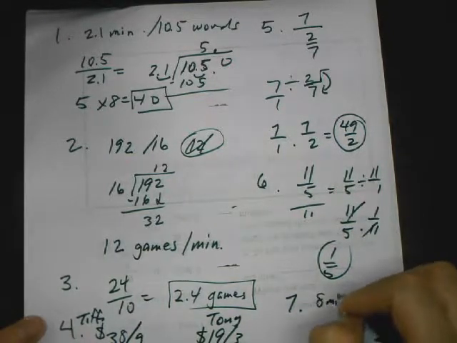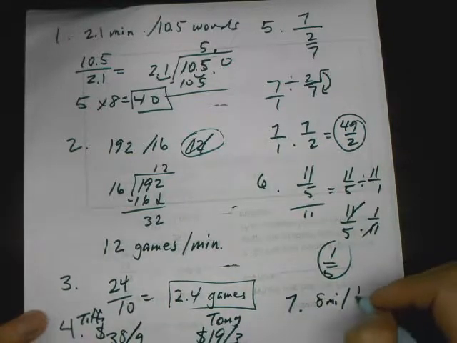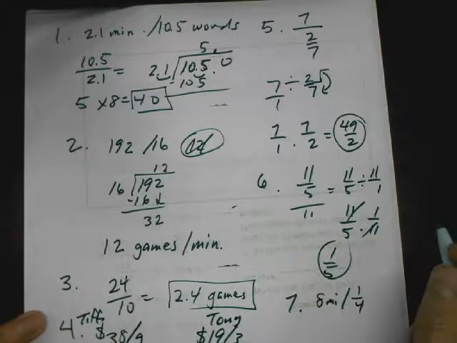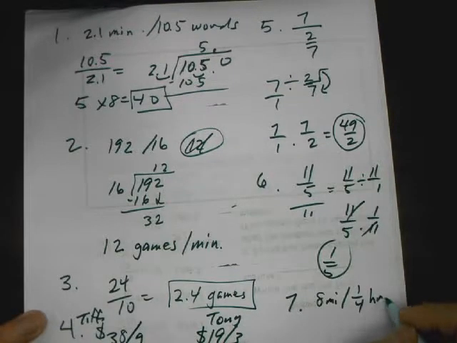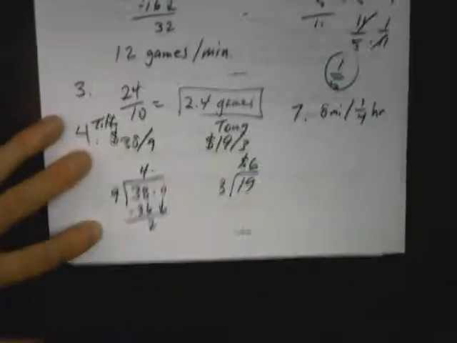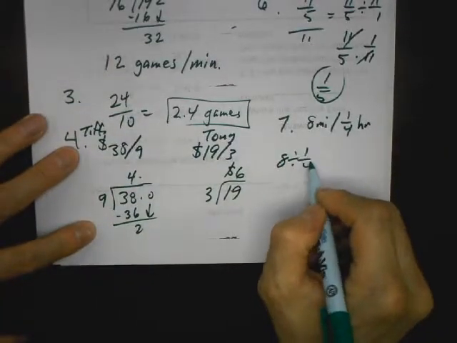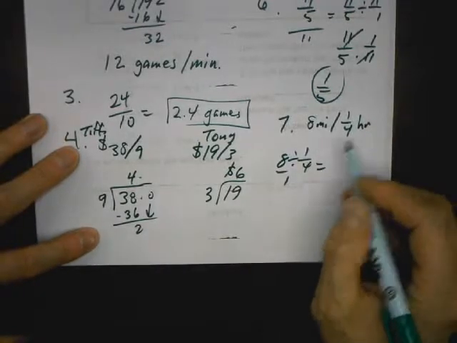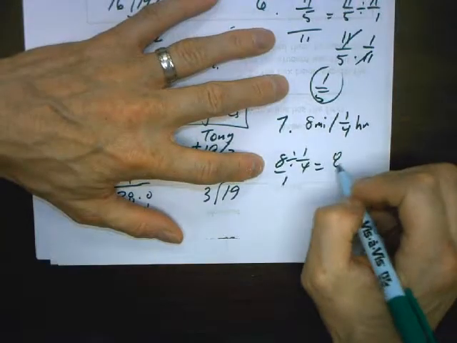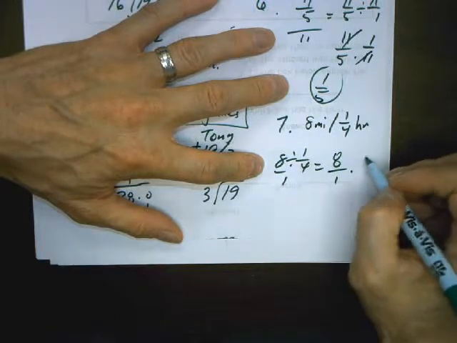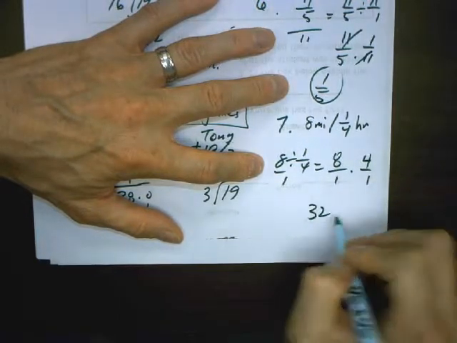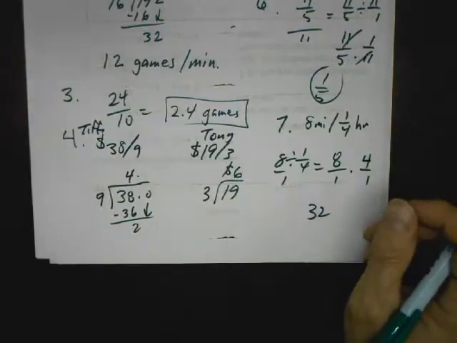An animal can run 8 miles for number 7 in 1/4 hour. What's the unit rate? Well, we always put time on the bottom, unless the problem tells us otherwise, right? So I go 8 divided by 1/4. Again, how do I divide fractions? Sorry for the sloppy writing there. I multiply by the reciprocal. So that's just 32 miles per hour as the unit rate.